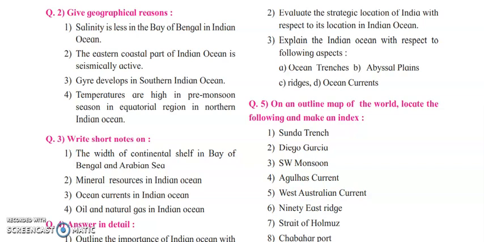Next, ocean currents in Indian Ocean. Basically, these ocean currents are created because of the wind system. The winds are creating the ocean currents. Of the equatorial currents, the north equatorial current is weaker as compared to the south equatorial current. North of the equator, the currents are influenced basically because of the reverse monsoon system.